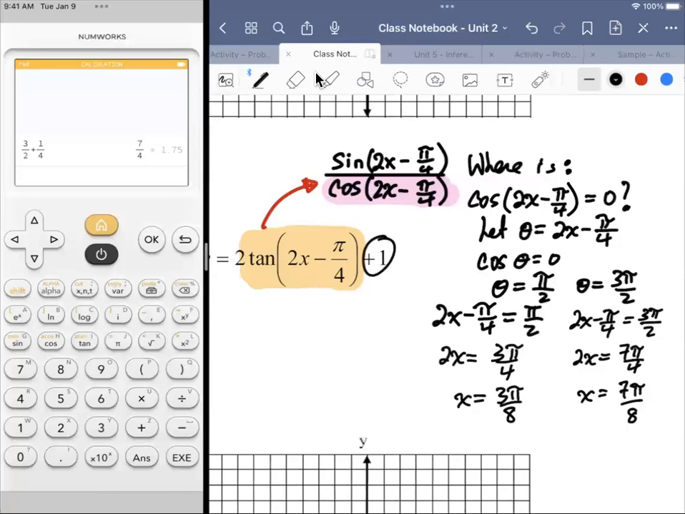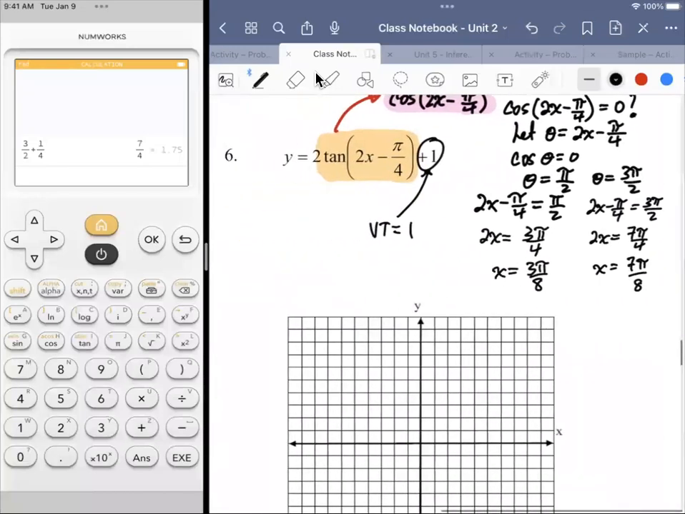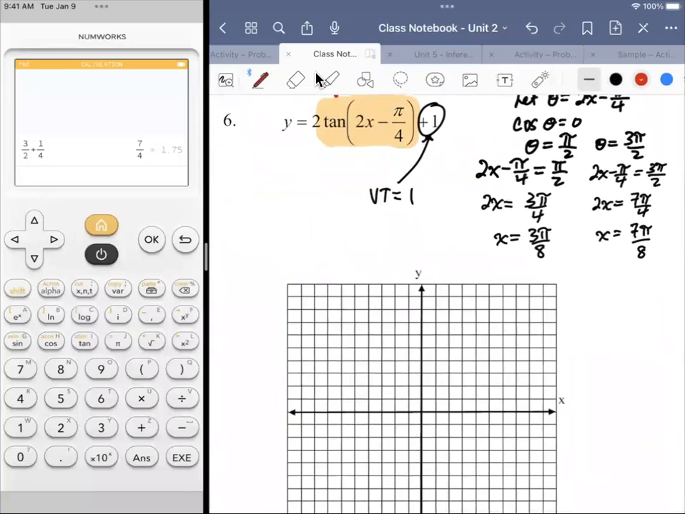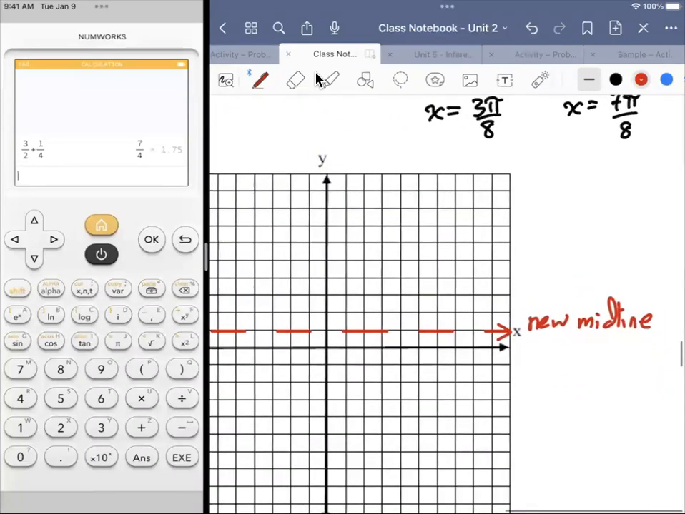All right, so this is a vertical translation. VT is equal to 1. So I'm going to create a new midline here. Let me do it like this, and then I'll erase to make it dashed. All right, so this is my new midline. You're going to treat it like you would the x-axis.